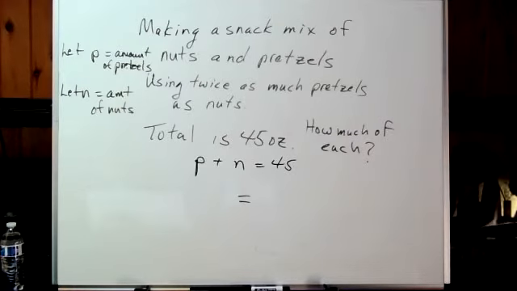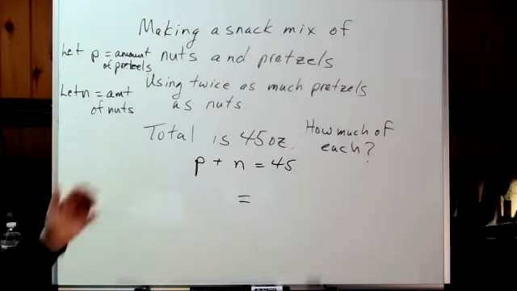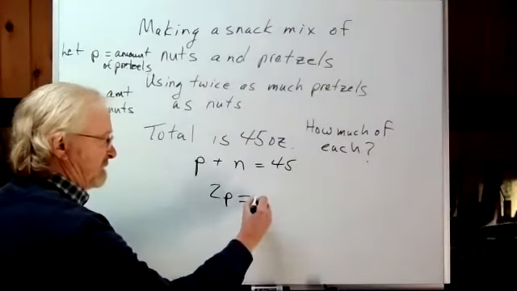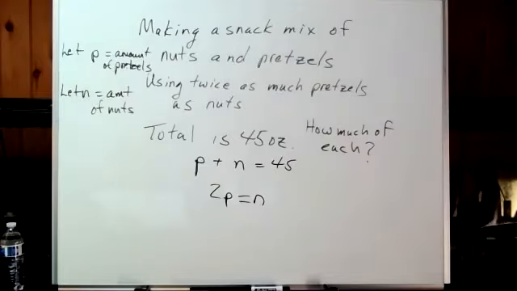All right, so here I'm going to show you, it always happens, there's something about the way that sentence is written. Oh, twice as much pretzels as nuts. So 2P is equal to the amount of nuts. That's wrong. Think about it again.